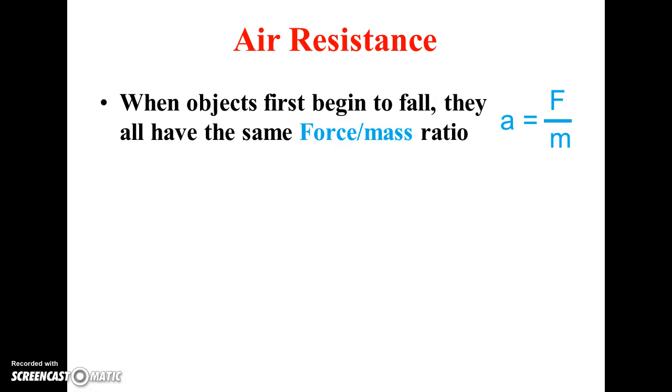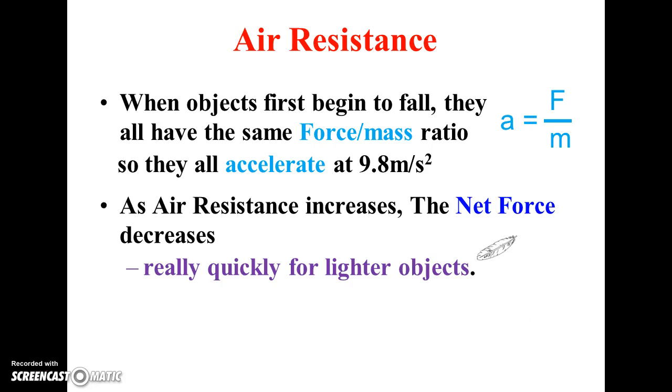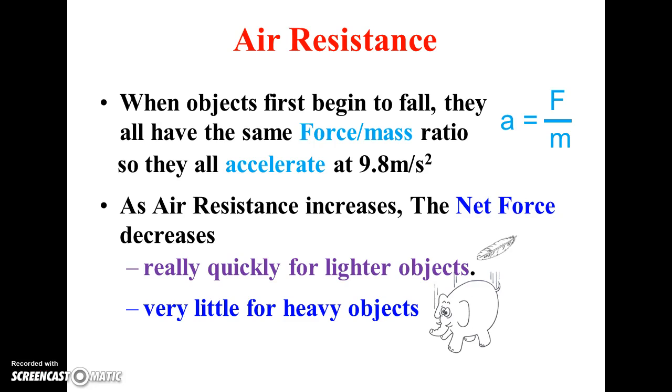When objects first begin to fall, they all have that same force to mass ratio. So they all accelerate at 9.8 meters per second squared. But as air resistance increases, the net force decreases really, really quickly for light objects. And it takes a really, really long time to decrease for heavy objects.